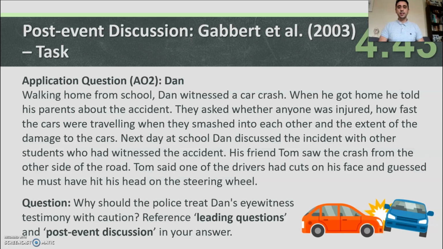Next day at school, Dan discussed the incident with other students who had witnessed the accident. His friend Tom saw the crash from the other side of the road. Tom said one of the drivers had cuts on his face and guessed he must have hit his head on the steering wheel. Why should the police treat Dan's eyewitness testimony with caution?